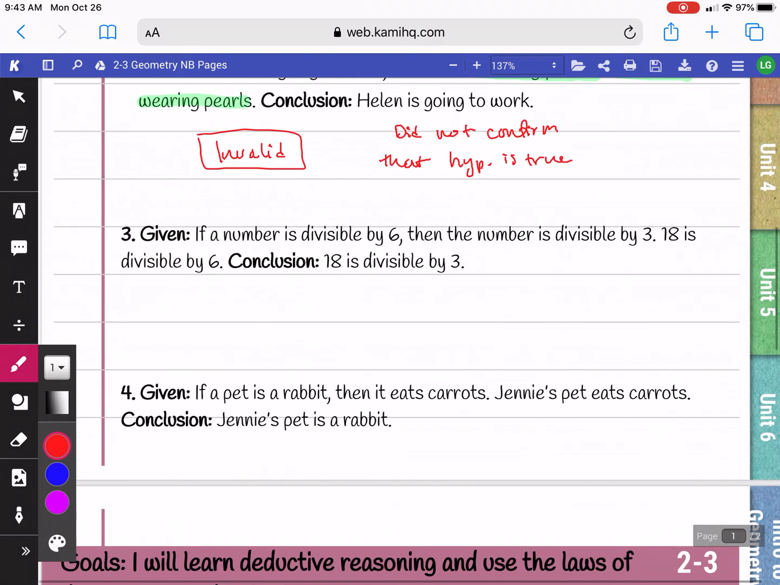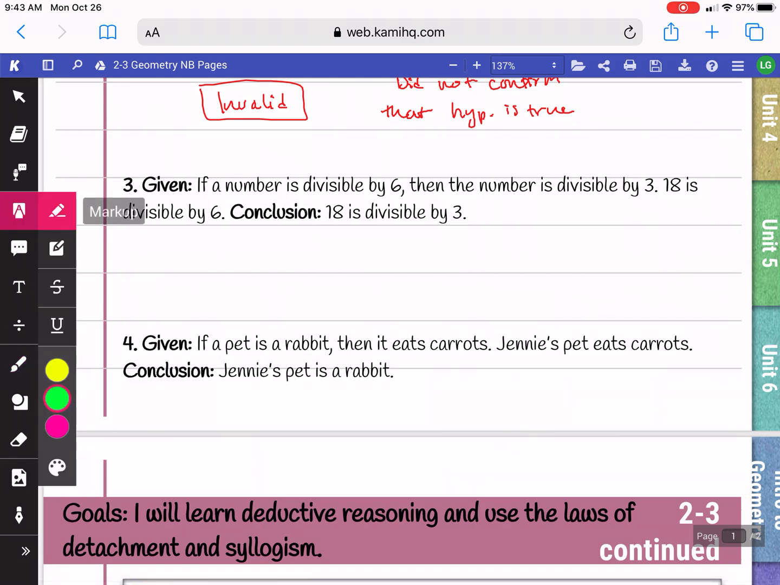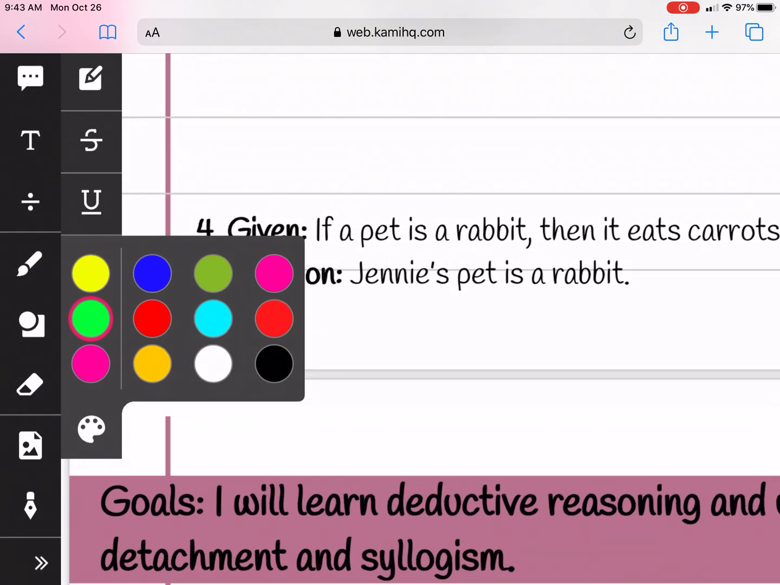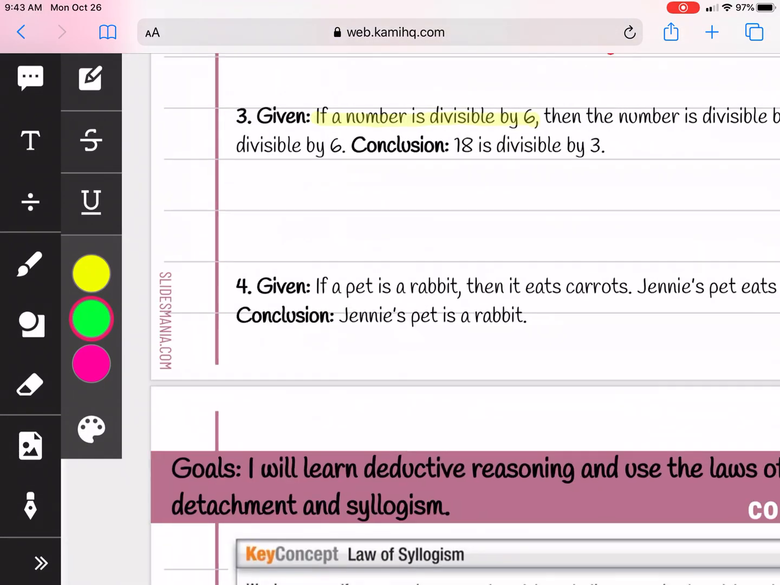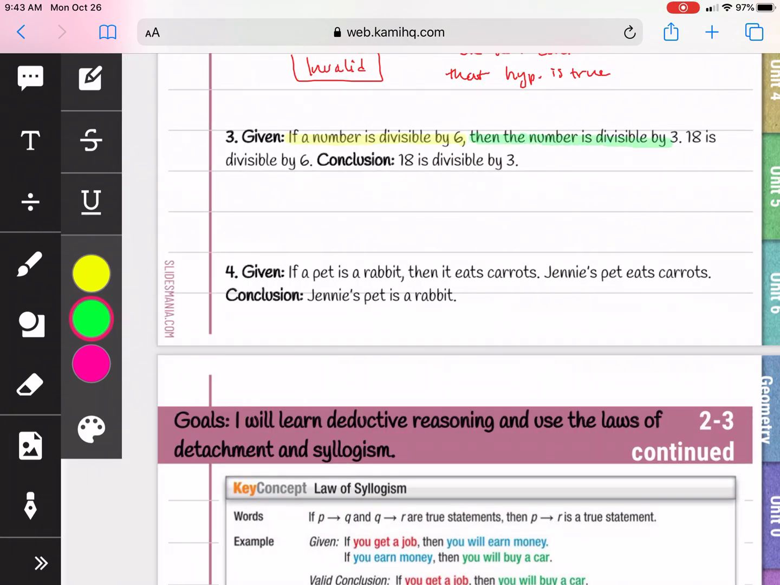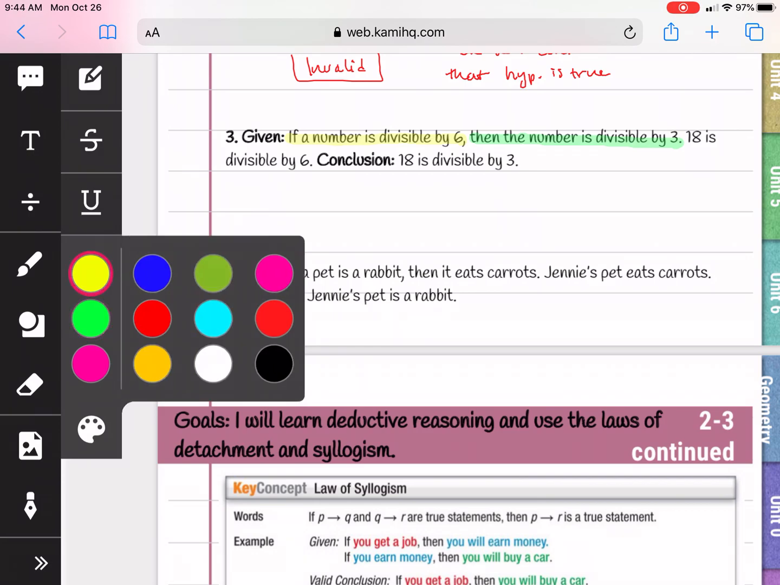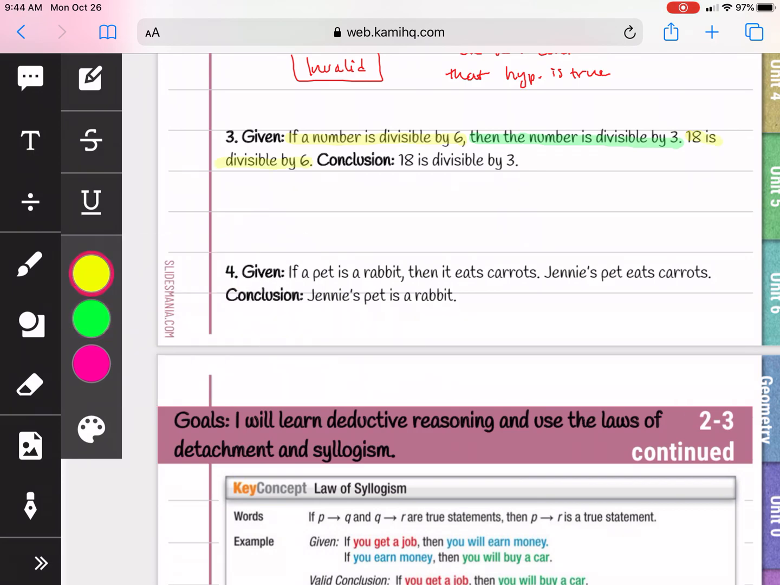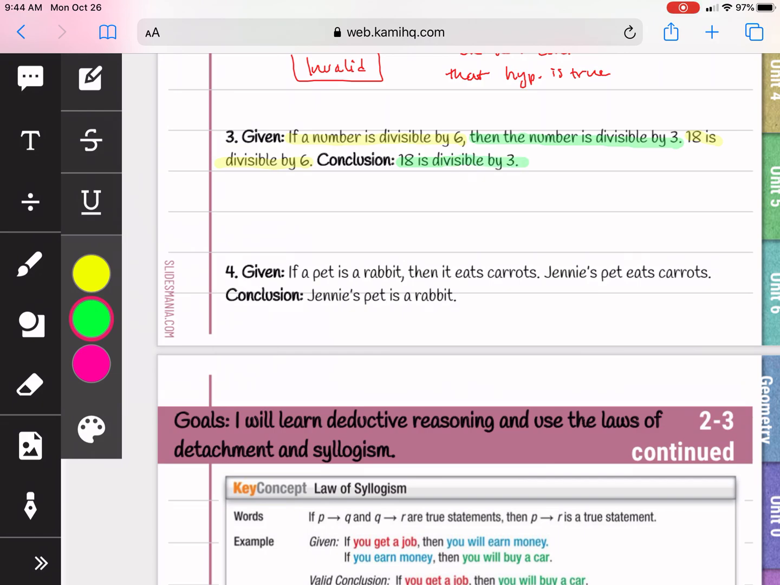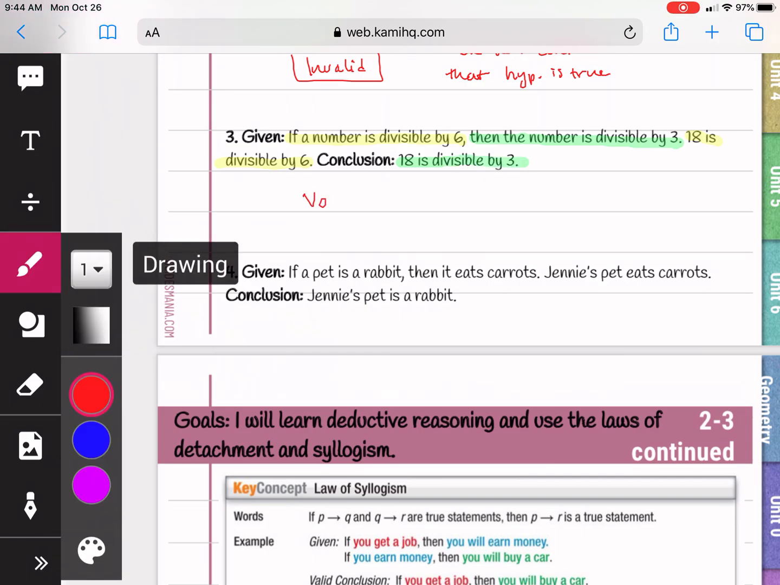Question 3 says if a number is divisible by 6, so that's my hypothesis, the conclusion then is the number is divisible by 3. My next statement says that 18 is divisible by 6. If you notice, that confirms my hypothesis. So we have a number that's divisible by 6. So the conclusion that 18 is divisible by 3 must then be true. So this is a valid statement. And that's because the hypothesis is true.